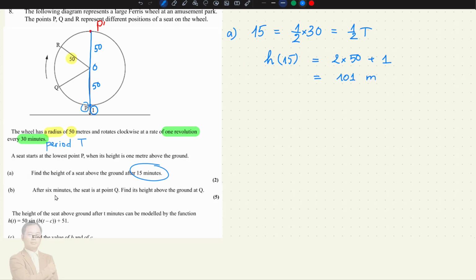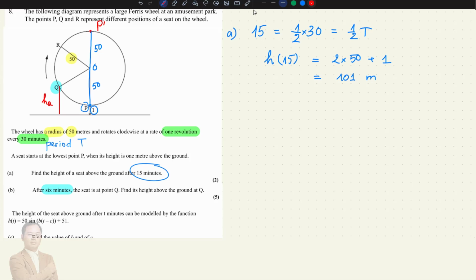The next question B. After 6 minutes, the seat is at the point Q here. Find its height above the ground at Q. Its height above the ground is this length. From Q here, we draw a vertical straight line to the ground. We need to find this height of Q. Let's denote that by the letter q there.